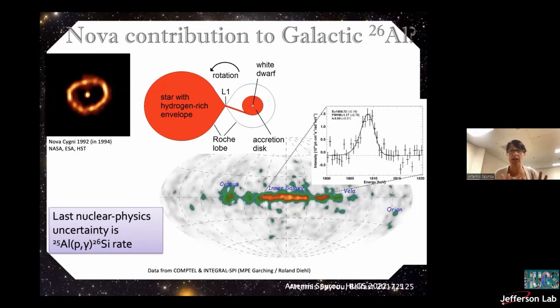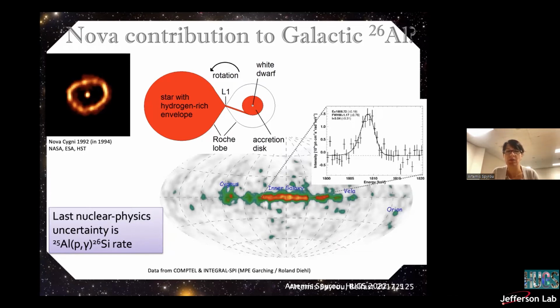But in order to understand where all of this is created and learn something about this nucleosynthesis in the galaxy, you need to have your nuclear physics well constrained, like everything. And so the reaction with the highest uncertainty right now is this reaction here, aluminum-25 (p,gamma). And it turns out that this is a very hard reaction to measure. The aluminum-25 beam intensity is just not high enough to do this measurement in a direct way at the energies that are relevant for nova and supernova nucleosynthesis.